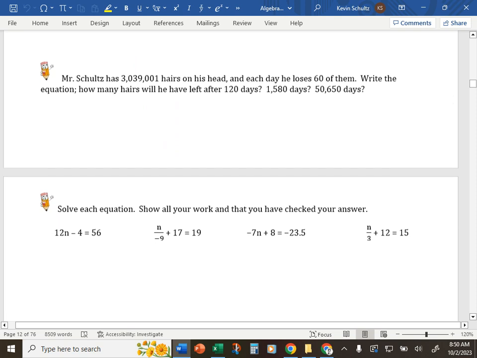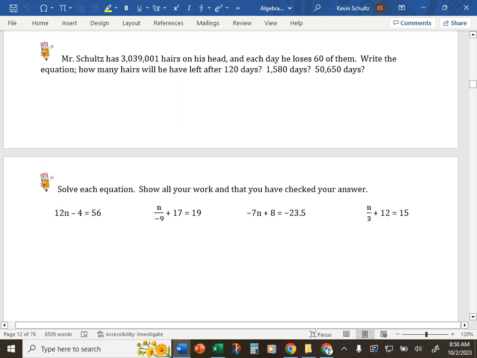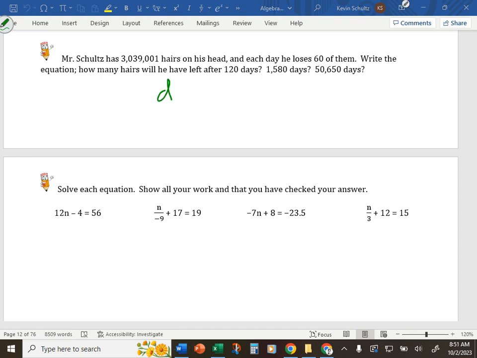Mr. Schultz has 3,039,001 hairs on his head, and each day he loses 60 of them. Write the equation. How many hairs will he have left after 120 days, 1,580 days, 50,650 days? Let's run through our list of items here. What's our variable? D, right? Days. That's what's being tested. That's what's being asked.